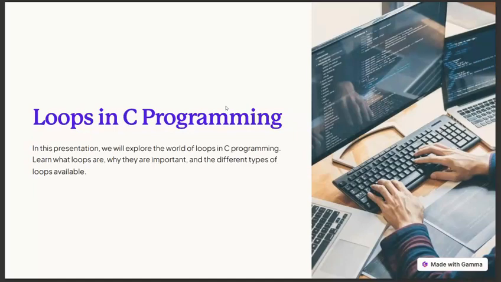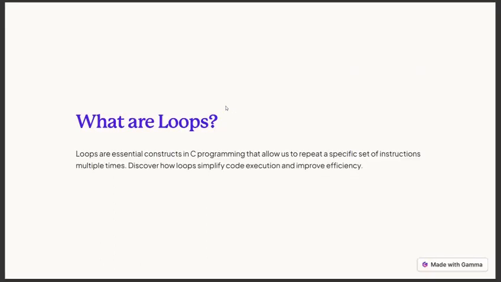Today we look into the topic loops in C programming. In this presentation we will learn what loops are, why they are important and different types of loops available in C programming. Now, what are loops? Loops are basically an instruction that repeat multiple times as long as condition is met.